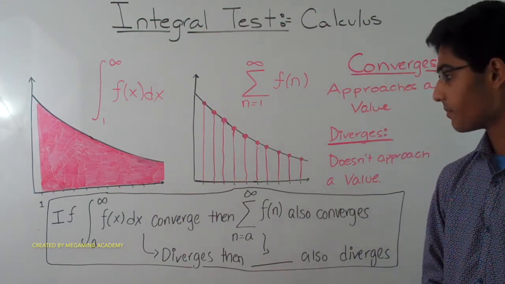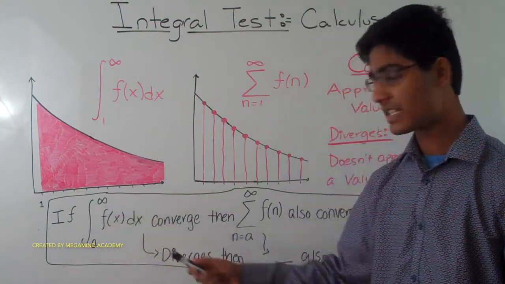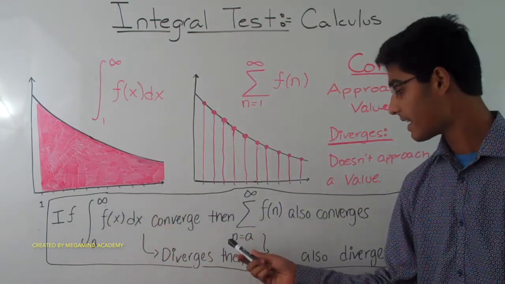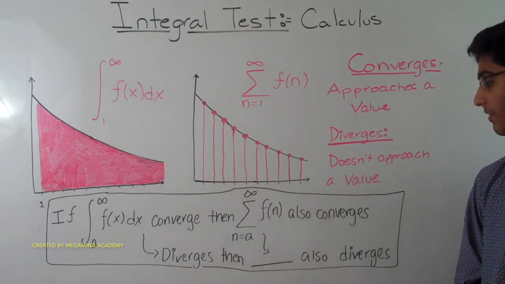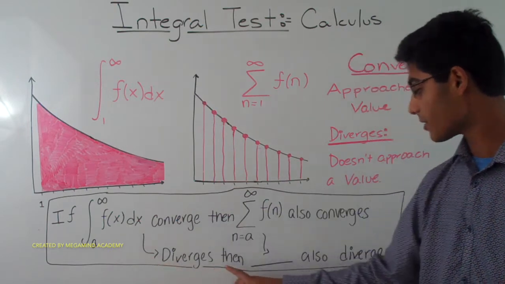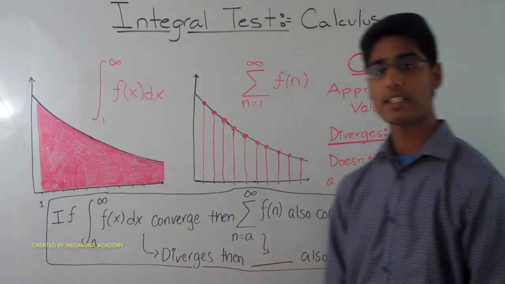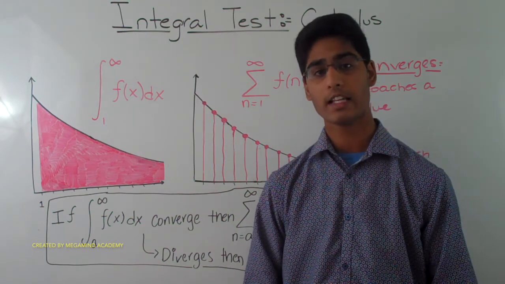So let's write this out. Basically, if the integral from a to infinity of f of x dx converges, then the sum from n equals a to infinity of f of n also converges. If, however, this integral diverges, then this sum here also diverges. So that's basically it. That's all there is to know about the integral test.